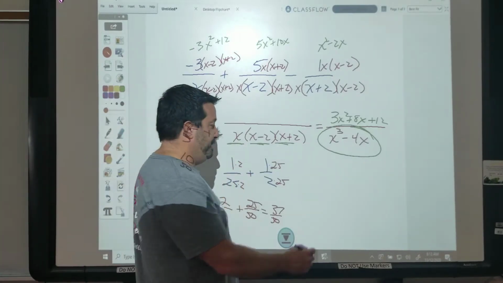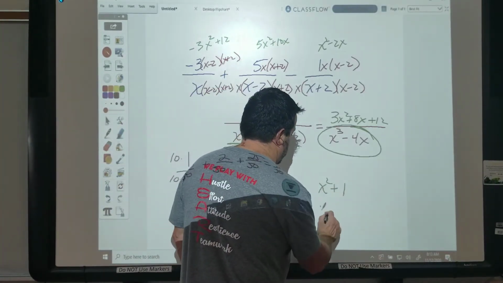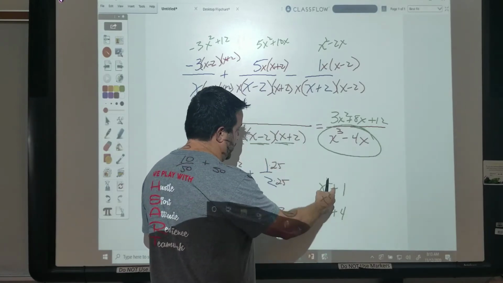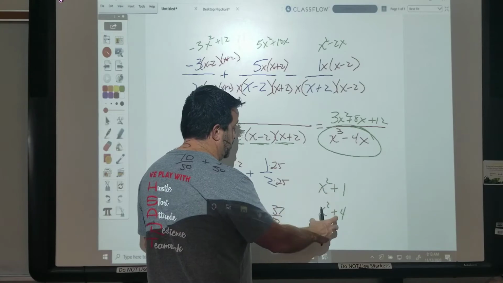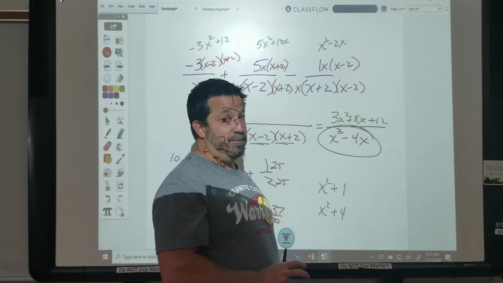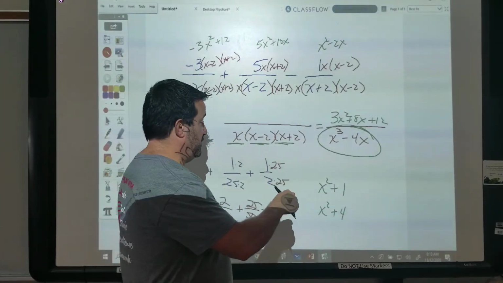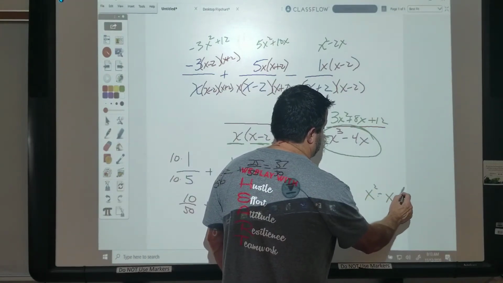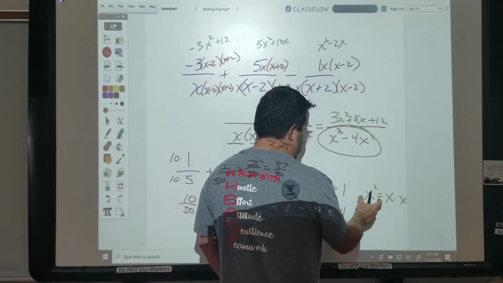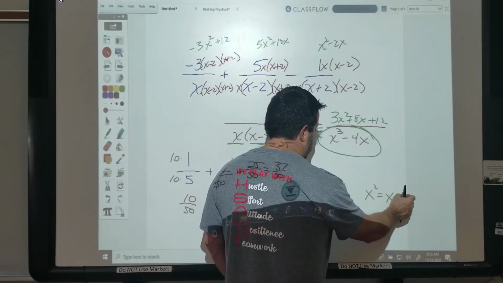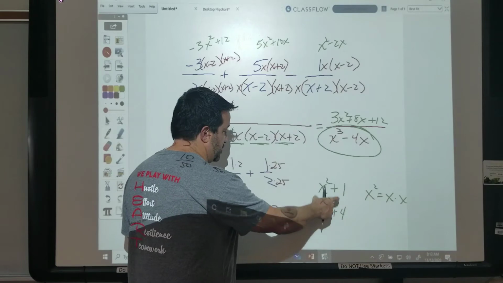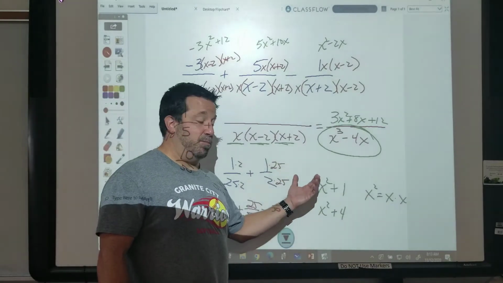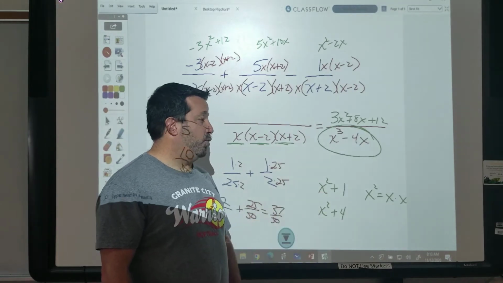Remember, things like x squared plus 1, x squared plus 4, those are not factorable. They may look like it, but they're not a subtraction, so they're not the difference of two squares. They don't factor any more than that. Now, x squared by itself is actually x times x, so if it's just x squared, you could break that down into x times itself. But these cannot be factored anymore. So they are called quadratic factors that are prime. There's not anything more that we can do with that.